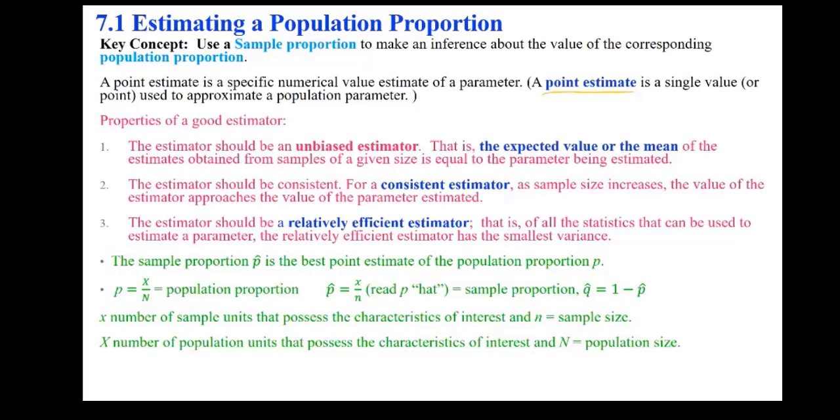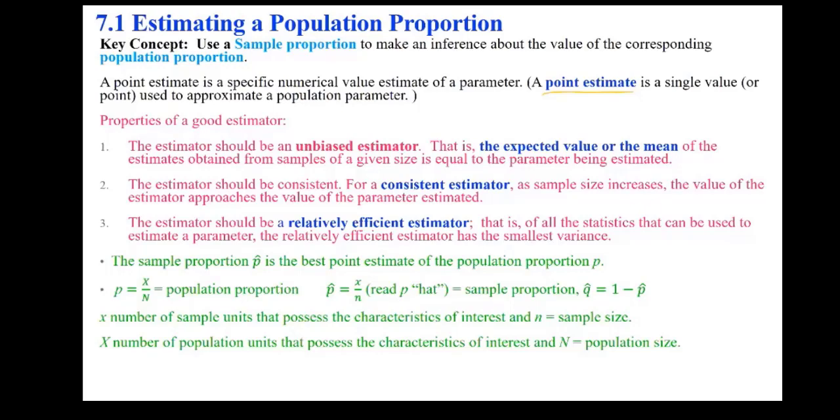Properties of a good estimator. 1, the estimator should be an unbiased estimator. That is, the expected value or the mean of the estimates obtained from samples of a given size is equal to the parameter being estimated. 2, the estimator should be consistent. For a consistent estimator, as sample size increases, the value of the estimator approaches the value of the parameter estimated.